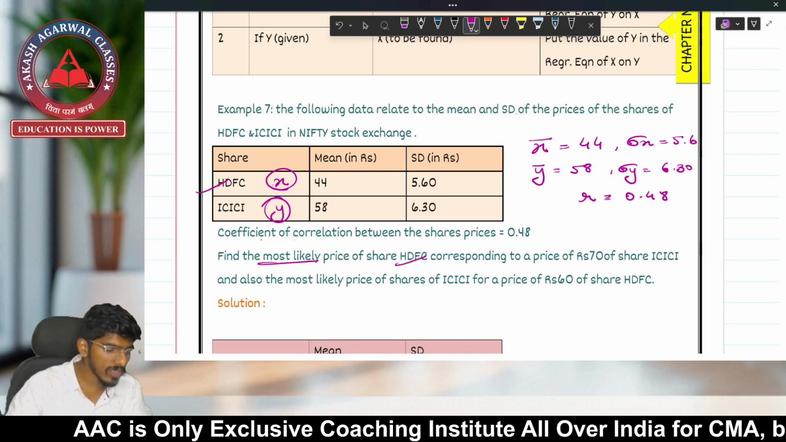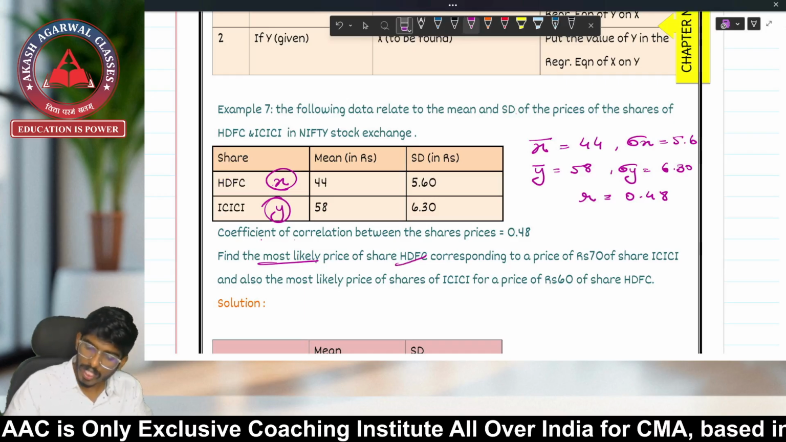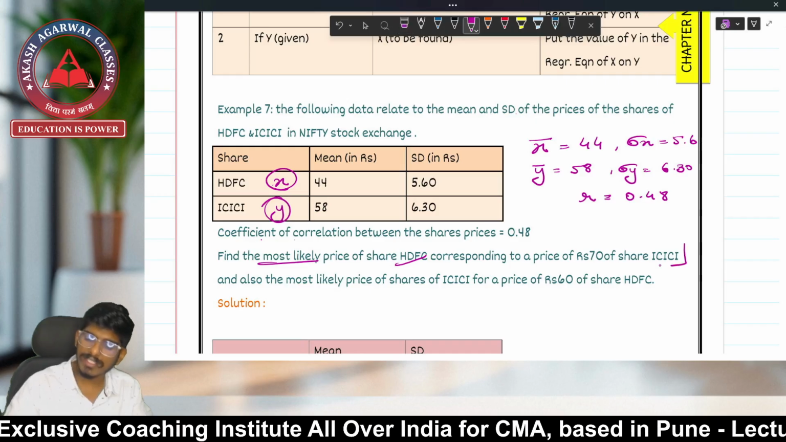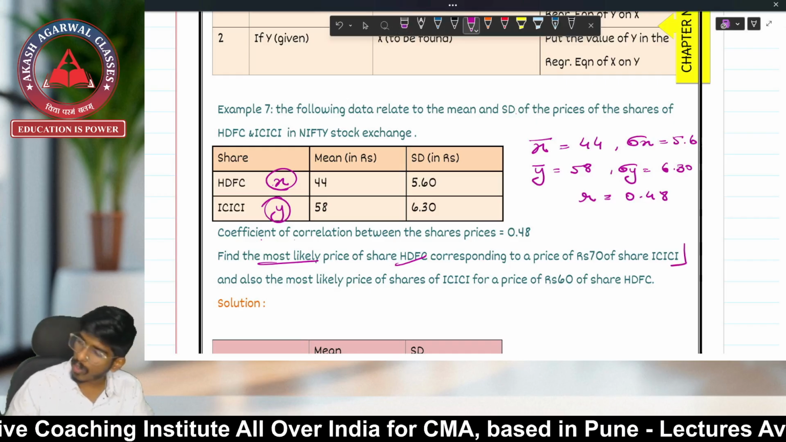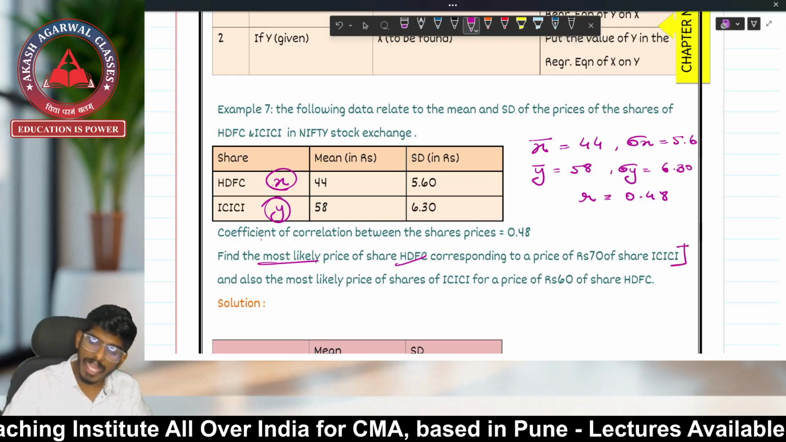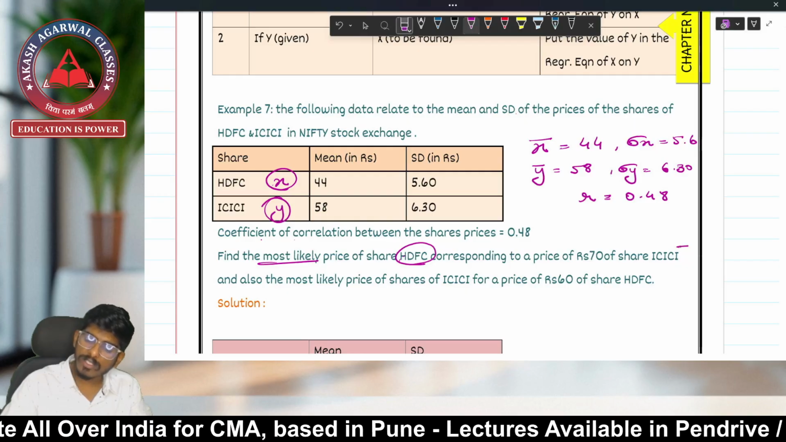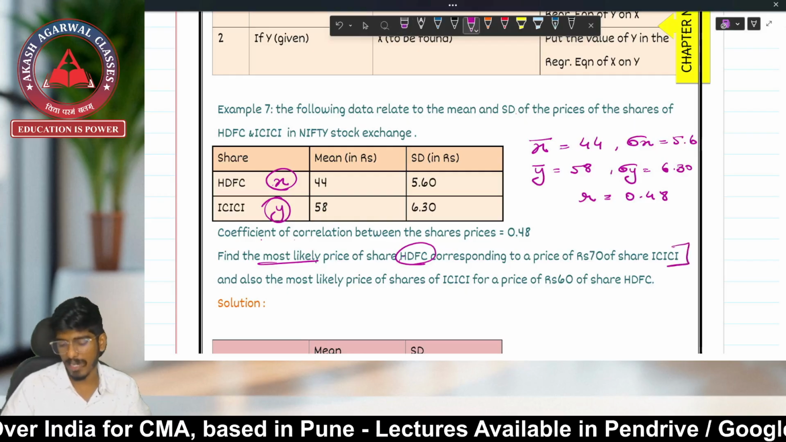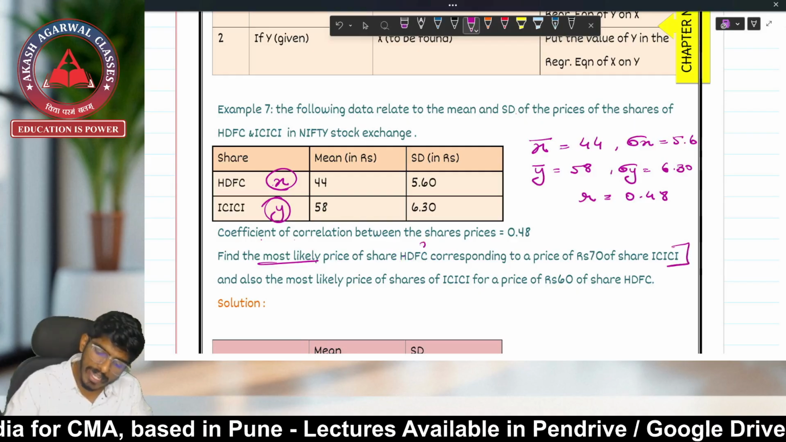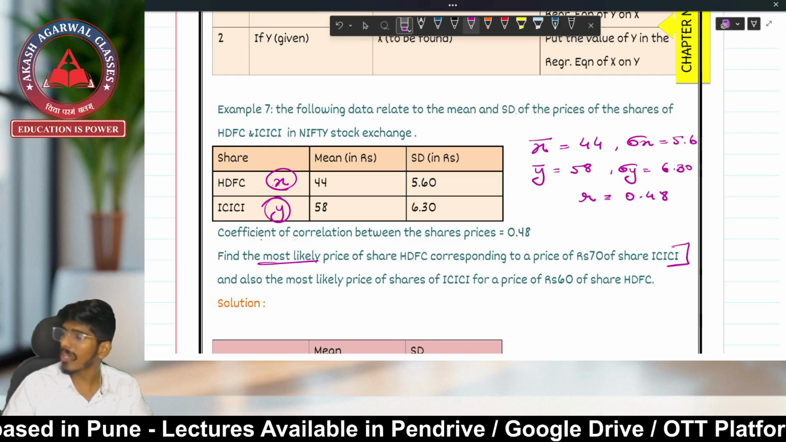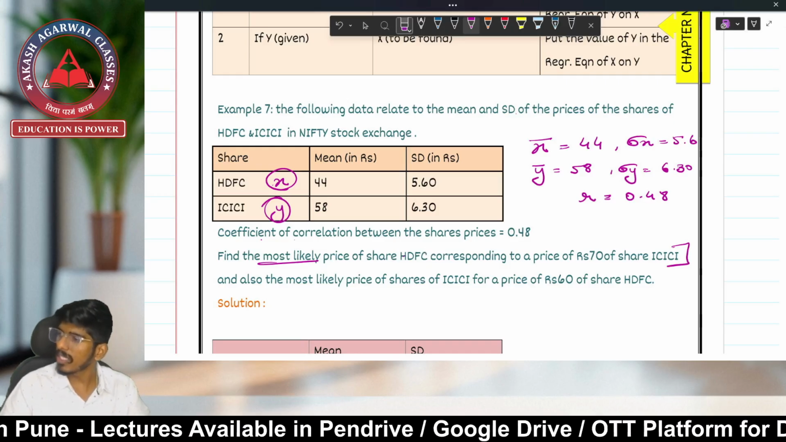So my HDFC is X, corresponding to the price of rupees 70 of share ICICI. What does this part mean? This means I have to find HDFC's price when they have given us the price of ICICI. That means I need to find X when they have given Y. That means I need to find X on Y. That is BXY.